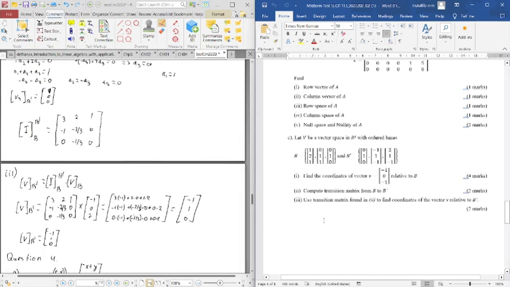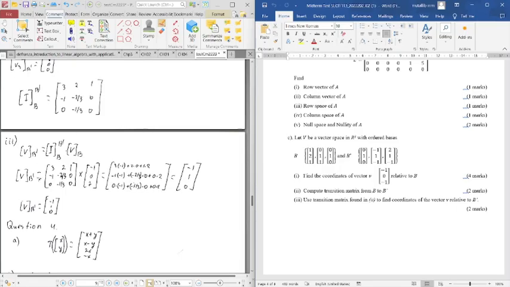And for 3 it said use transition matrix found in 2 to find coordinates of the vector v, which is, we were given this vector relative to B prime. So to find this, it asked us to use the matrix. So to use the matrix from the formula, it's vector v relative to B prime equals the transition matrix from B to B prime times vector v relative to B.